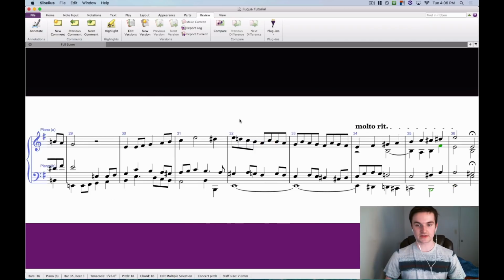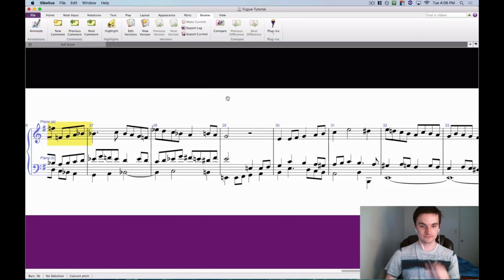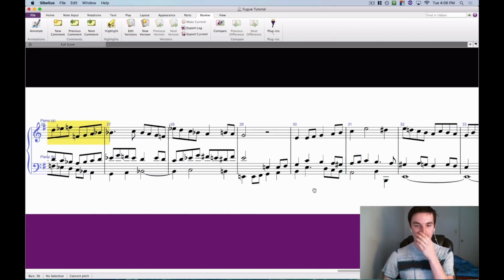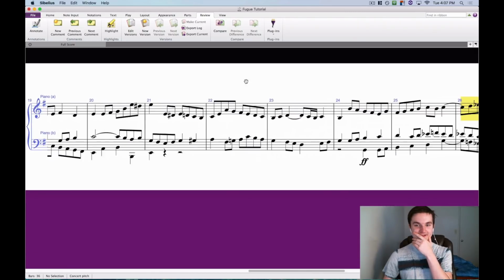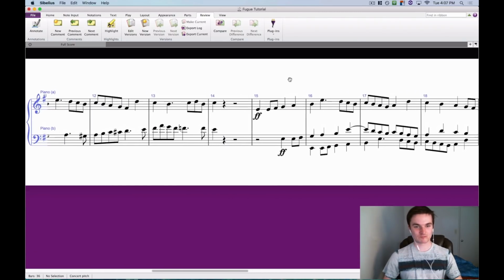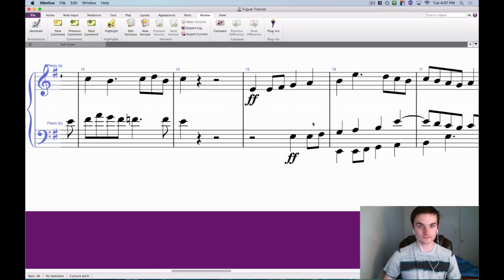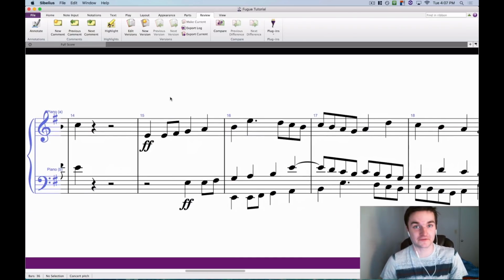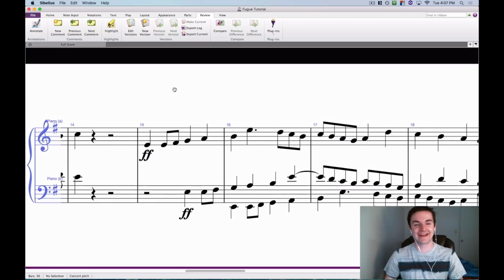Let me see if I can at least just undo. No, because I changed this to not be parallels. That highlighting is annoying me. I've got to figure out how to fix that. It's funny. Okay, so let's go ahead and hear this. This is just the ending of the fugue, too. We still have to write the beginning.